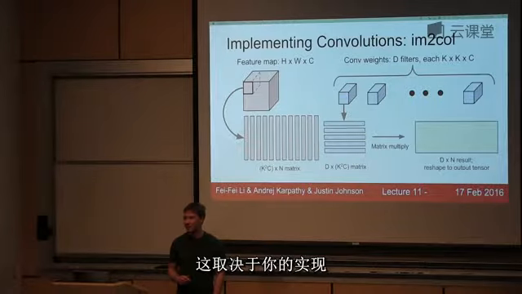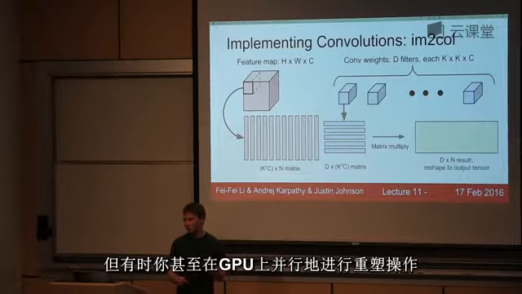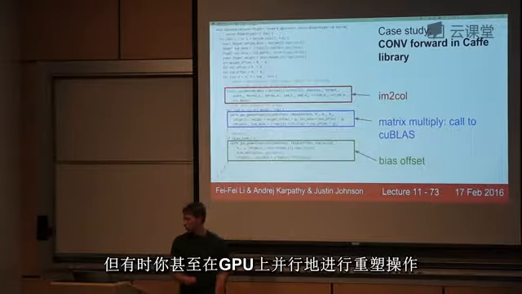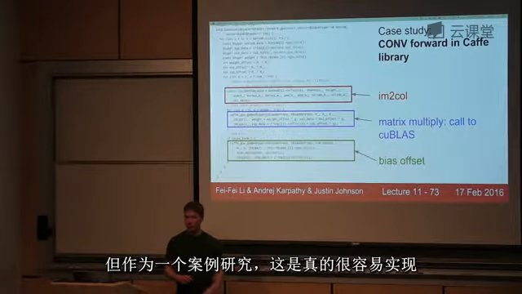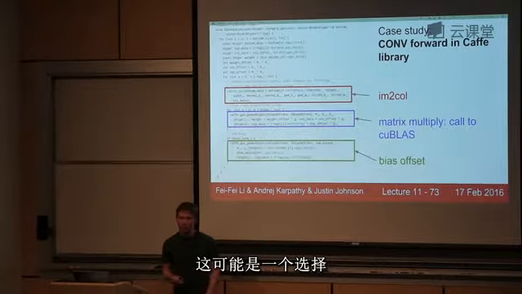It depends on your implementation, right? But then you have to worry about things like memory layout to make it fast. But sometimes you'll even do that reshape operation on the GPU, so you can do it in parallel. As a case study, this is really easy to implement. If you don't have a convolution technique available and you need to implement one fast, this is probably the one to choose.